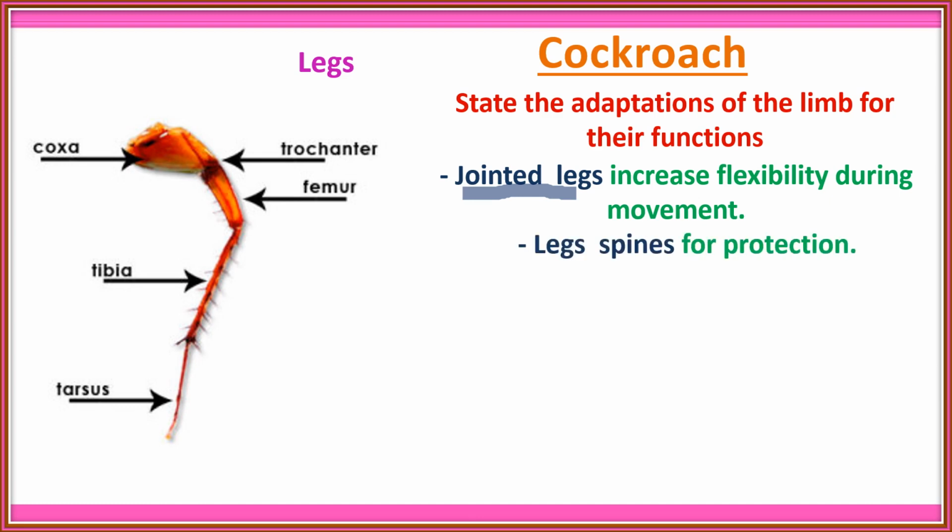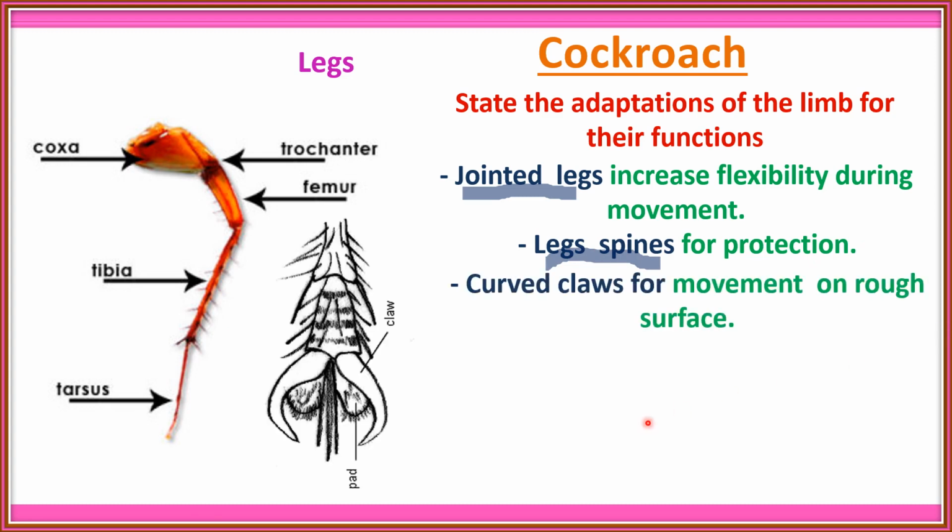And then the legs have got spines. These spines, when you look at them, are mainly for protection. Then also they have what we are calling the curved claws. The curved claws, we are seeing them here down at the end of the leg, and they are used for movement on rough surfaces.